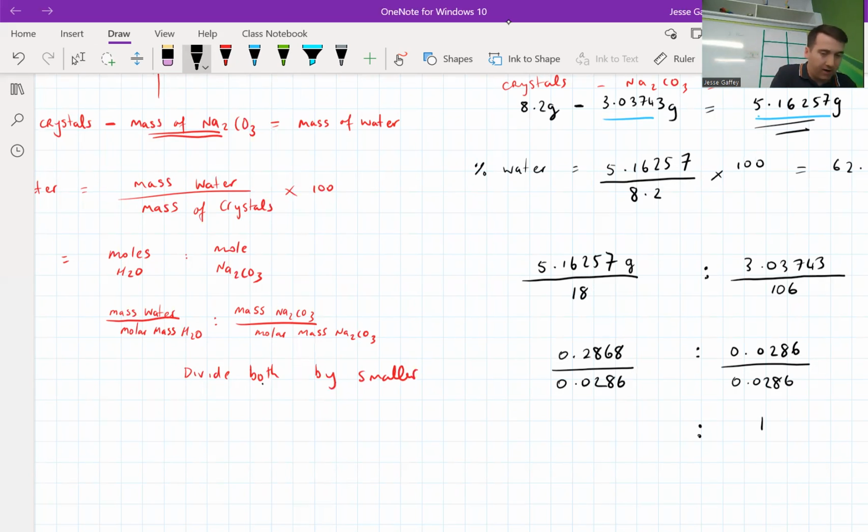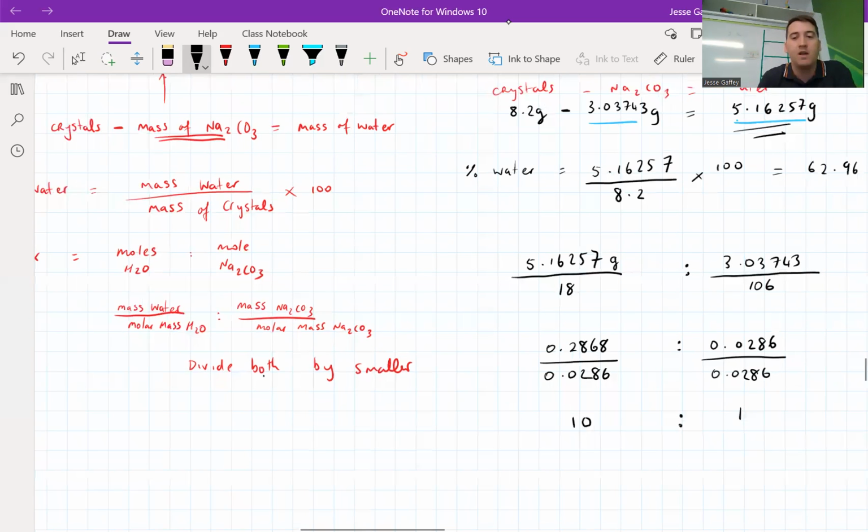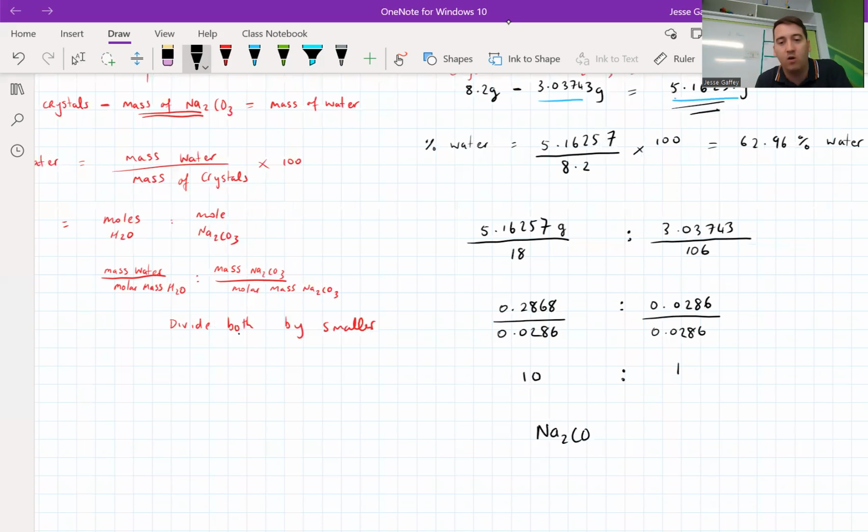0.2868 divided by 0.0286. And the number I'm getting is 10.02 or 10.03. And always when you're doing ratios like this, you should round to the nearest number. So 10 to 1, okay? So what that means here is that the formula is Na2CO3.10H2O. And it should always work out, you should be very close to a whole number, 10 to 1. So that there is the final answer.